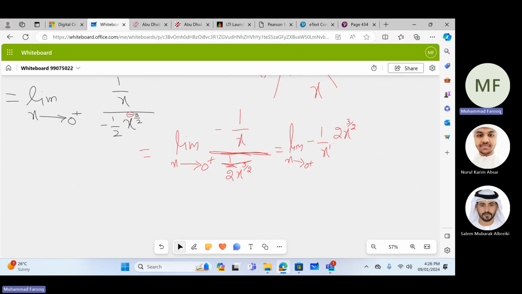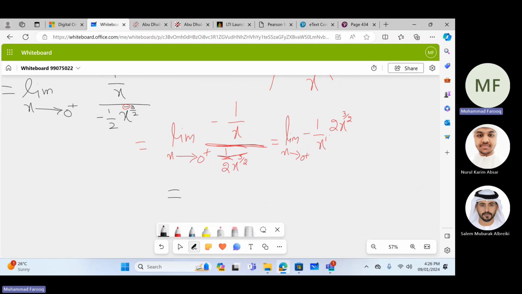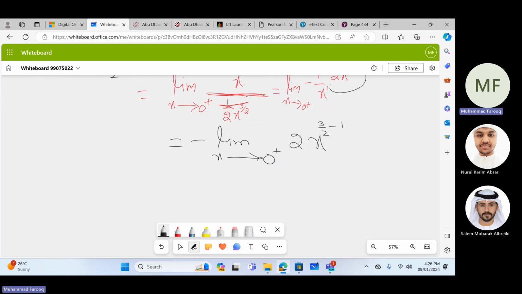Now look here. This negative sign is a constant, -1, so you can take it outside the limit. So the negative sign, limit as x approaches 0 from the right side, of 1 over 2 times x to the power 3 by 2 minus 1. By the exponent property, if you have the same base, you subtract the powers. 3 by 2 minus 1 is half, so it is x to the power half, the square root.